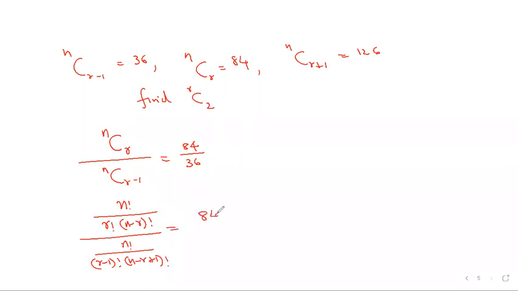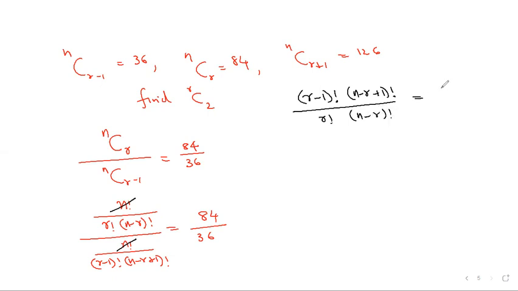Now you get the big-small cancellation. These two cancel, this goes up, this goes up, this comes down. So this and this cancellation, this and this cancellation, so n minus r plus 1 divided by r is 84 by 36.